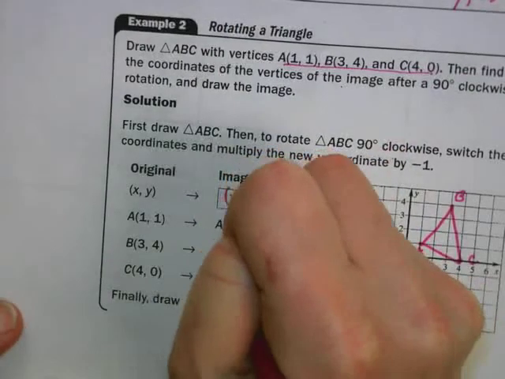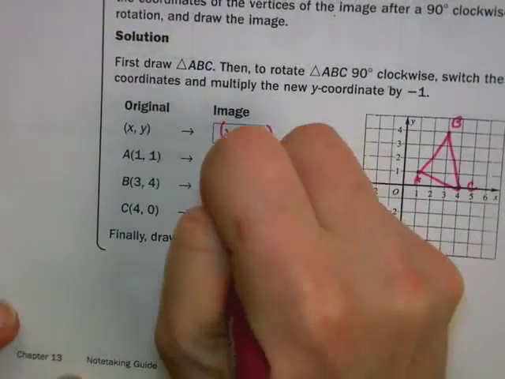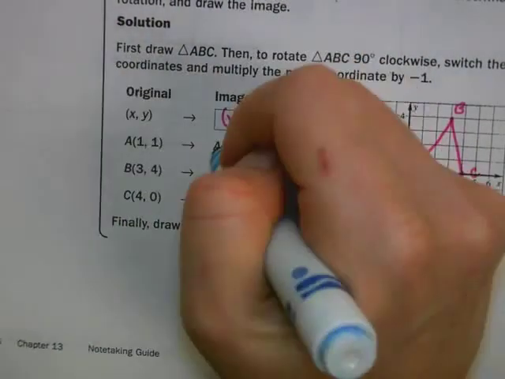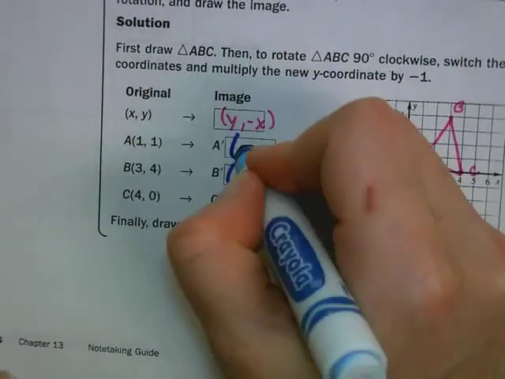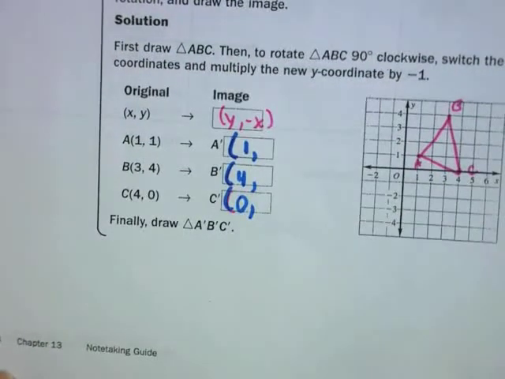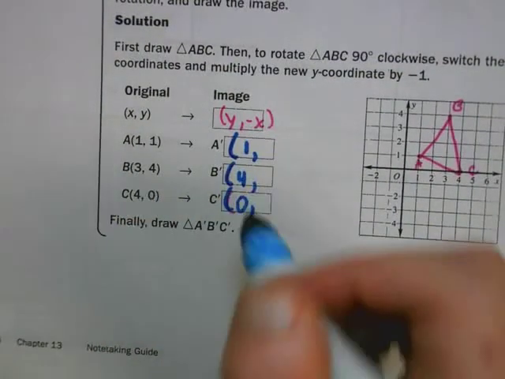So what I usually do is I go through and all of my y values, I write them right away. And you know what? I want to do a different color so it's not confusing. So here's going to be my image. All the y values get written. So 1, 4, and 0. They just become the x's. But what happened to the x values? They don't just become y. They change their sign. So negative 1, negative 3, and negative 4.